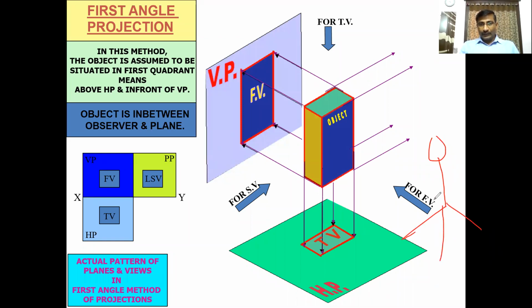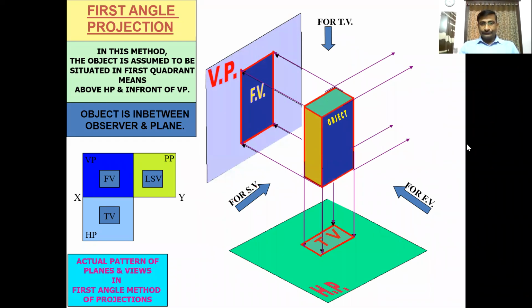For the front view, this side is on the left side of this observer. Left side of the observer. So when looking at the object on the left side of the observer, the formation of view is the left side view. So that left side view is on the right side of the front view. In this direction, you have to draw the side view. That is the left side view.